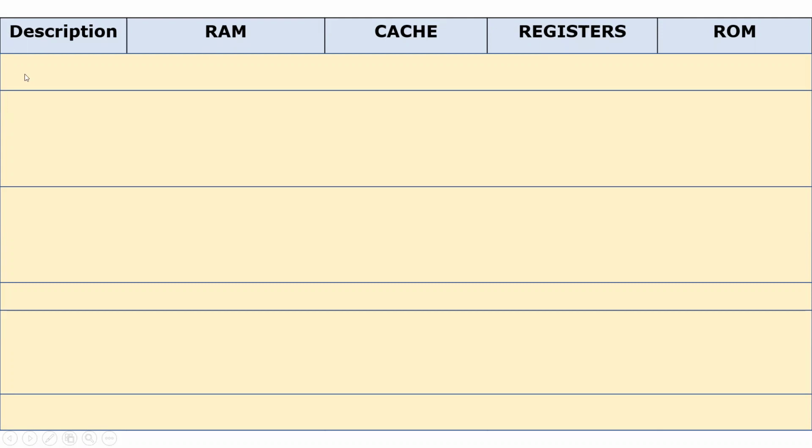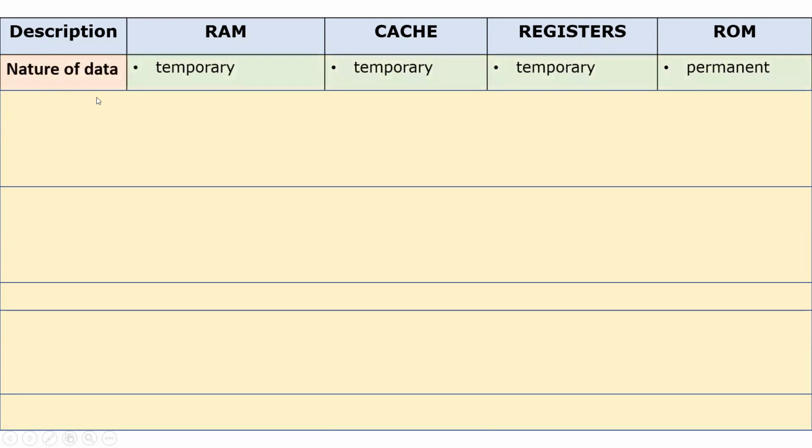Look at the first description here: nature of data. Which type of data are you going to store in each of the memories? If we consider RAM, temporary data. Cache also temporary. Registers also temporary. But ROM has permanent data. ROM's data is permanent. That's the way I am comparing each of the memories here. Then look at the second description here.